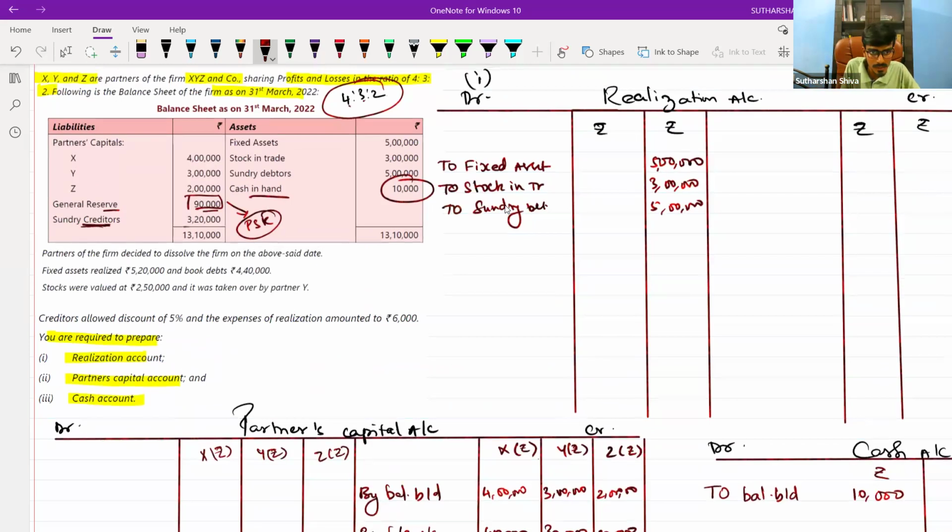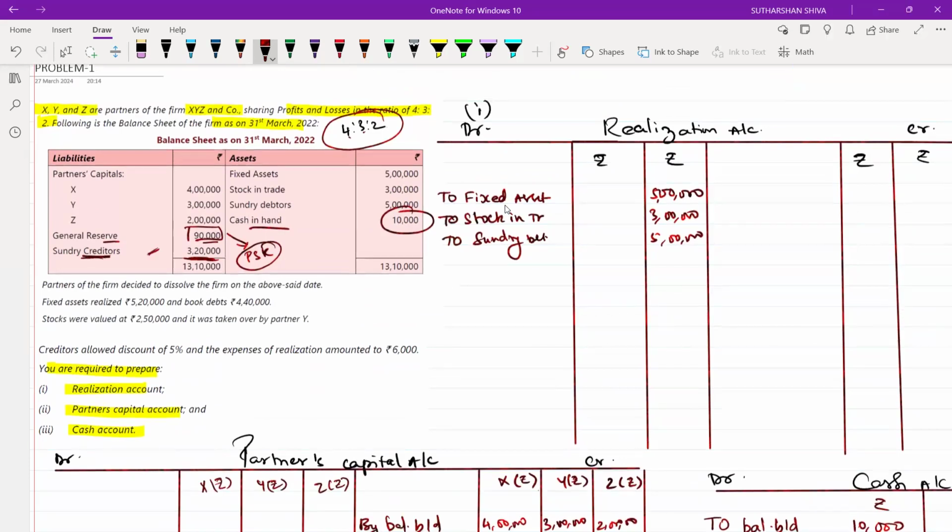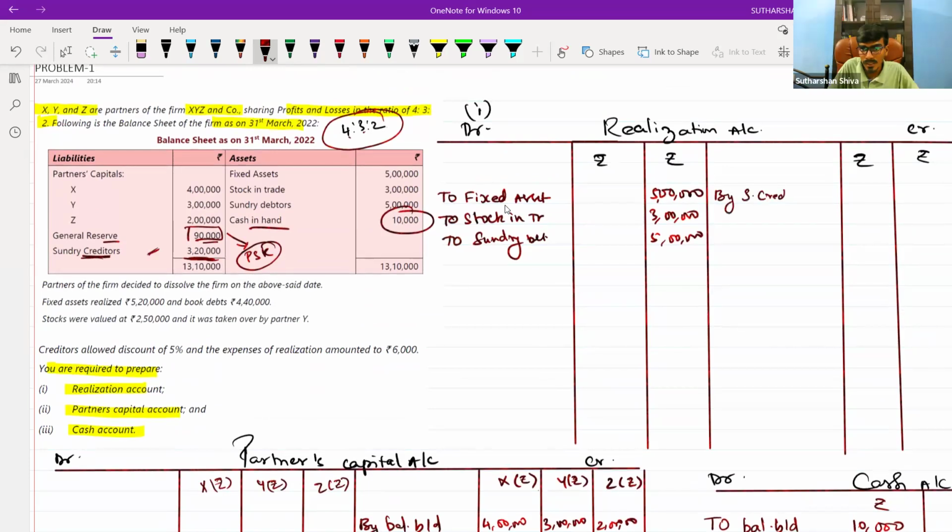Sundry creditors is there, 3,20,000. So this should be transferred to which account? Realization. So I will write down by sundry creditors, amount 3,20,000. That's it. Now come to the point. The partners of the firm decided to dissolve the firm.